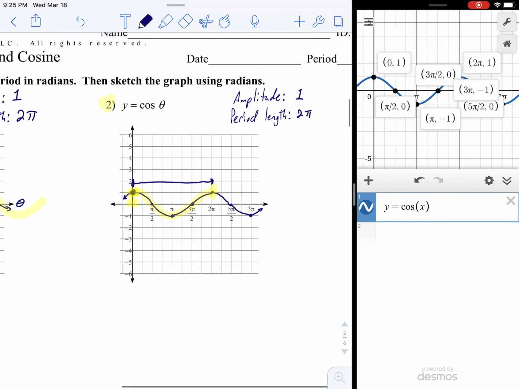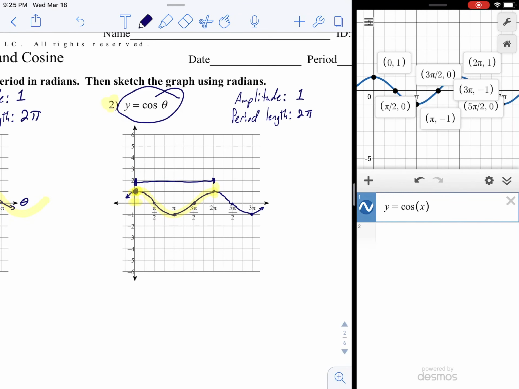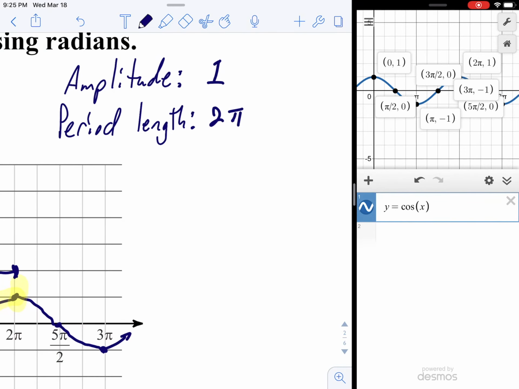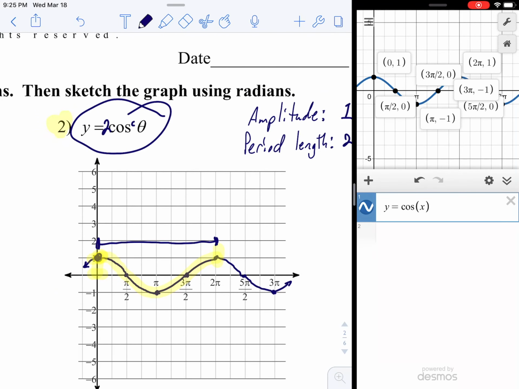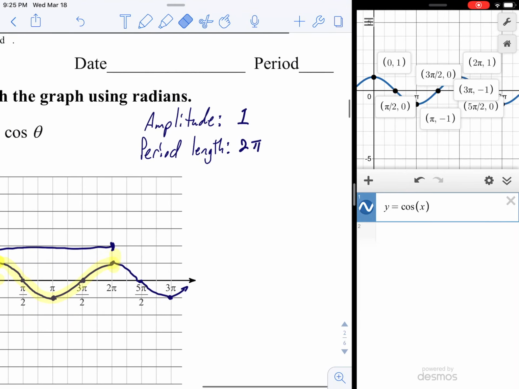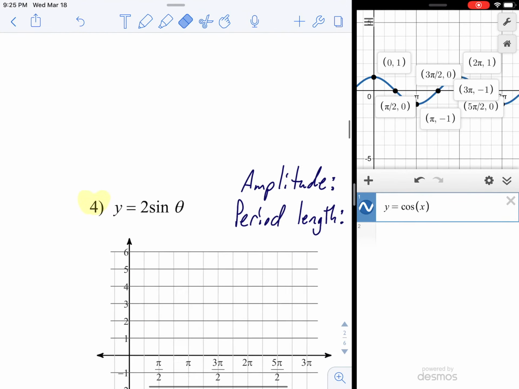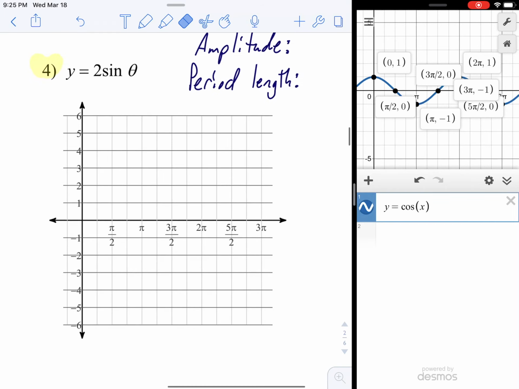So on this paper, we are going to be using Desmos to graph the given equation, and we're going to tell what the amplitude and the period length is. Because when you start throwing numbers in here and messing it up, that changes the graph, and that changes the amplitude, that changes the period length. So let's look at number 4. We're going to graph y equals 2 sine of x.